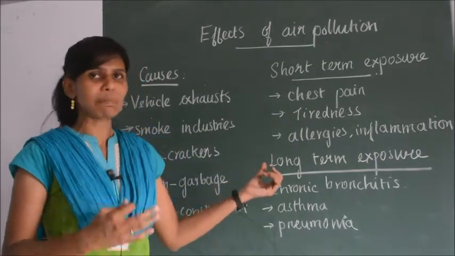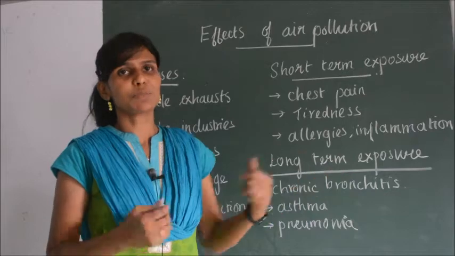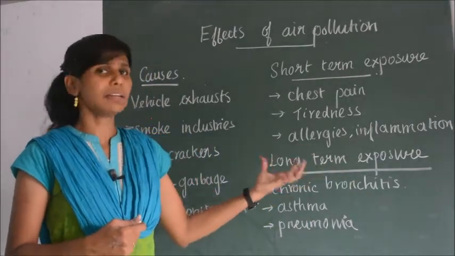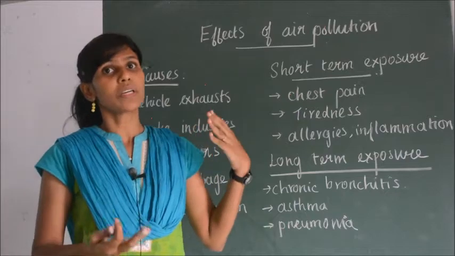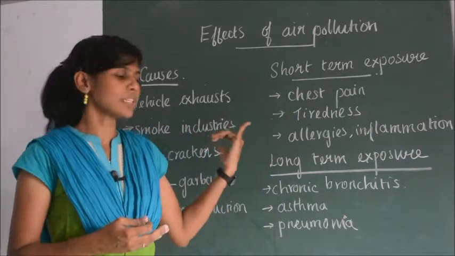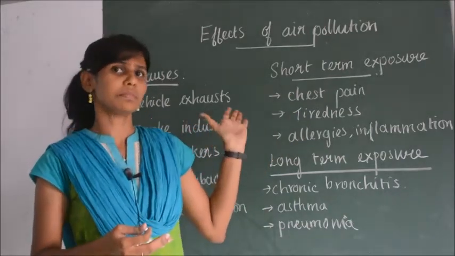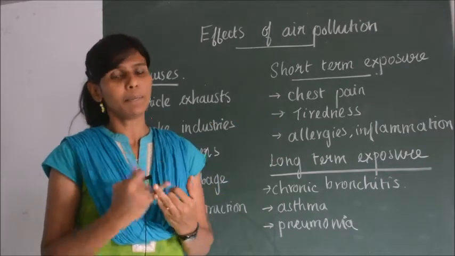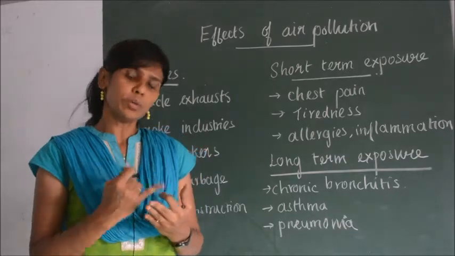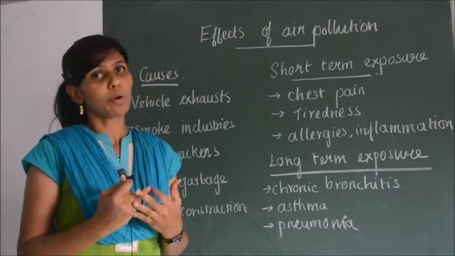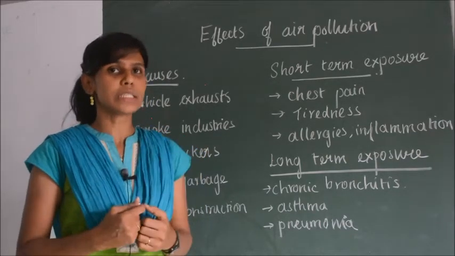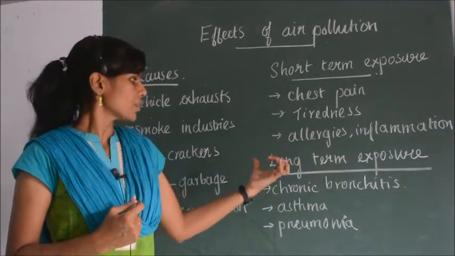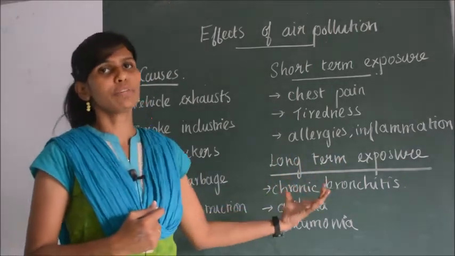If a person is repeatedly exposed to air pollution, that is long term exposure, then the diseases we studied in the previous part, the four major diseases like asthma, pneumonia, tuberculosis and bronchitis, will occur upon long term exposure. So chronic bronchitis means very severe bronchitis.